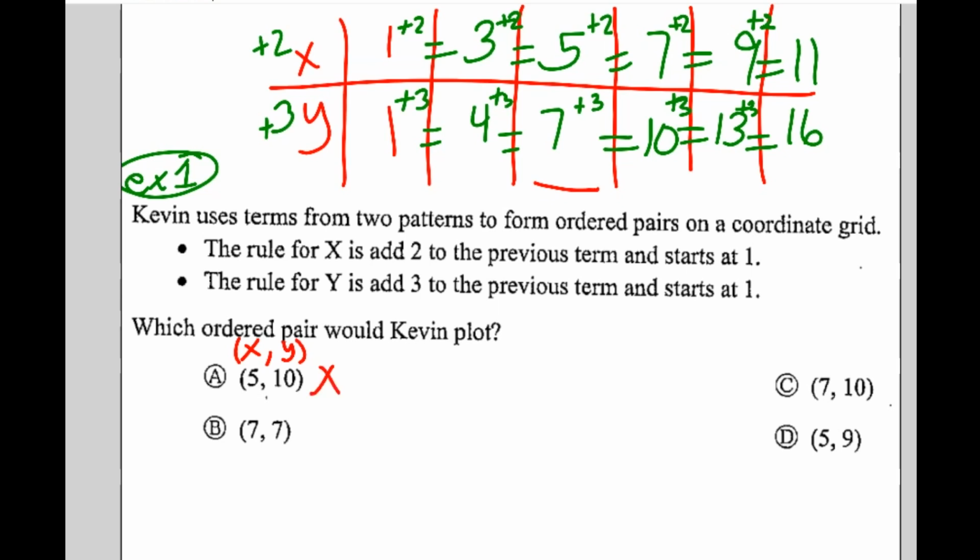Do we see 7 and 7? No, we see 5 and 7 or 7 and 10, so that won't work. Do we see 7 and 10? Yes, we do. That's this term right here. So let's put a question mark. Do we see 5 and 9? No, we don't. We see 5 and 7. So our answer is C.